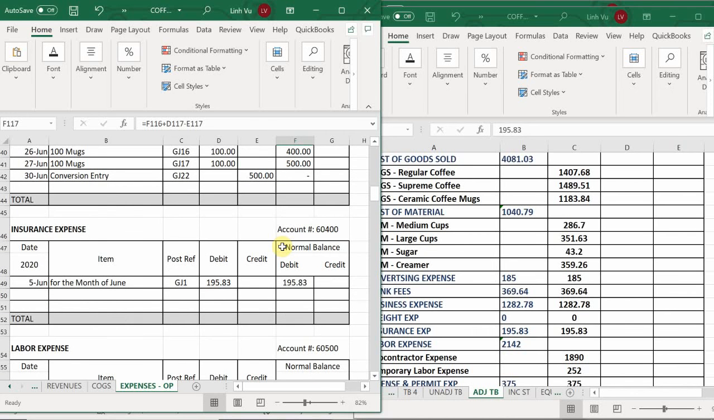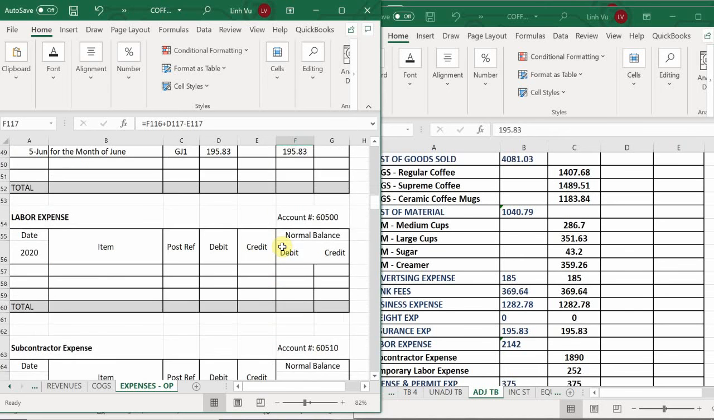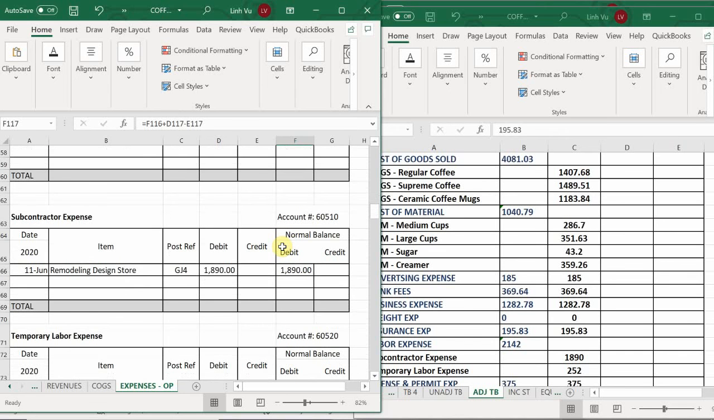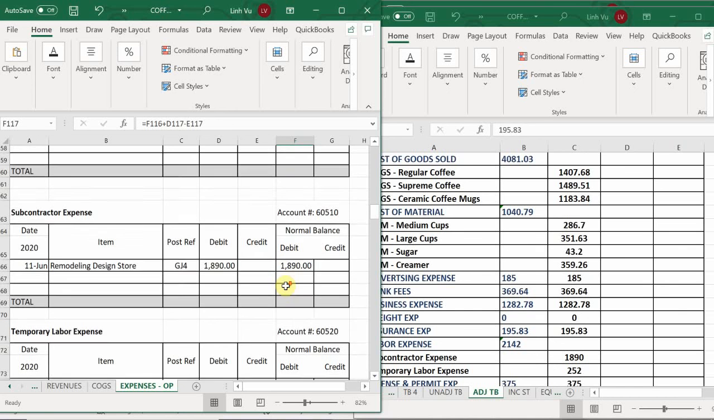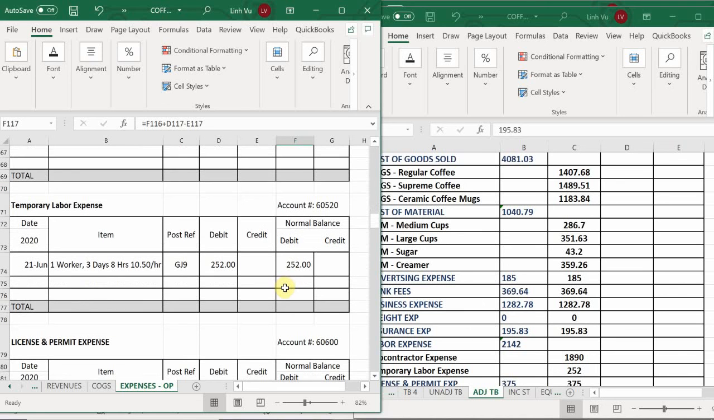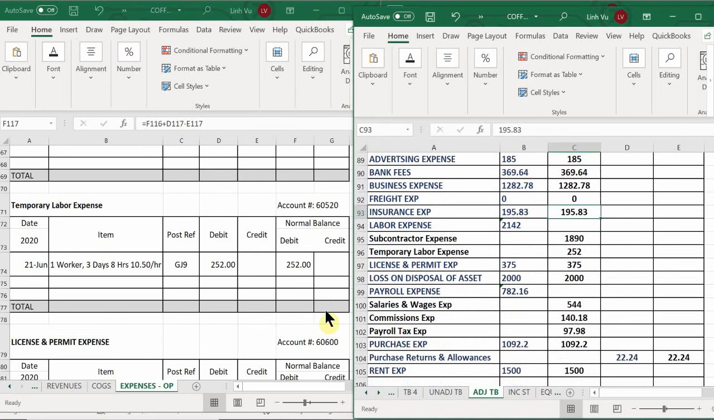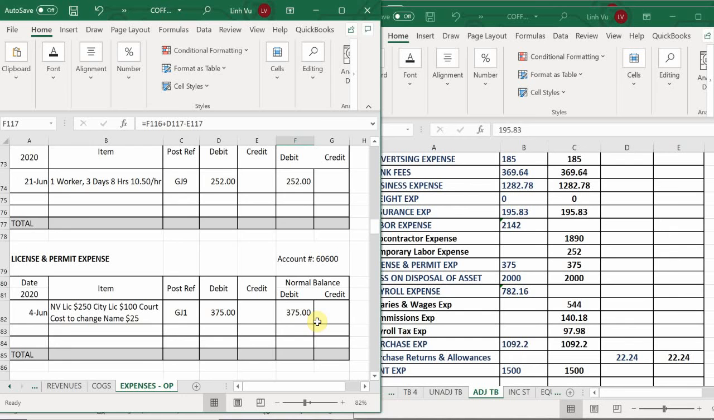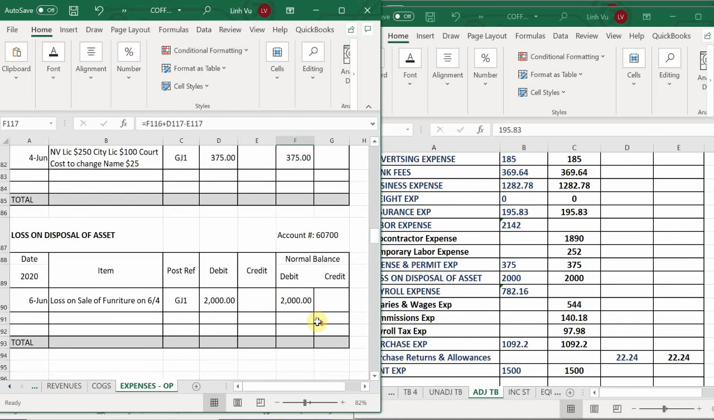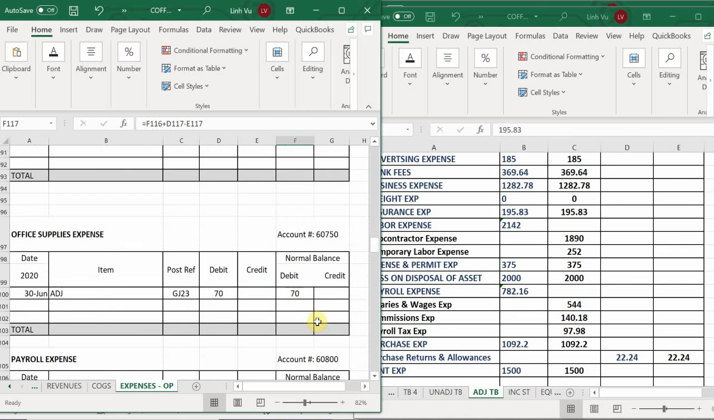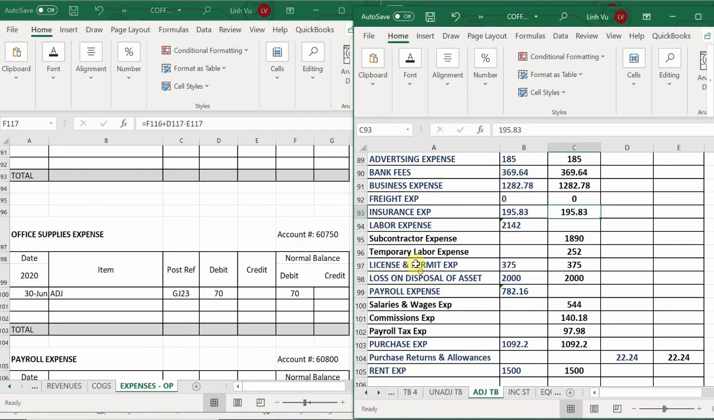So what about insurance expense? The same. What about labor expense? Do we still have the subcontractor for $18.90? Yes. Same. And the temporary work labor for $252. So labor is still the same. Do we still have our license and permit expense for $375? Yes. Loss on disposal of asset for $2,000. Oh, here you go. We have office supplies expense for $70.